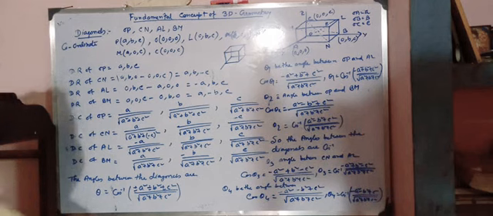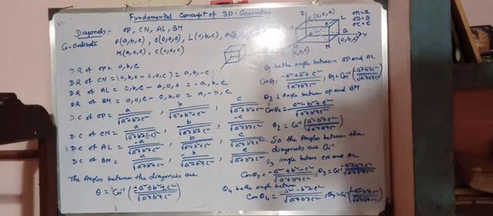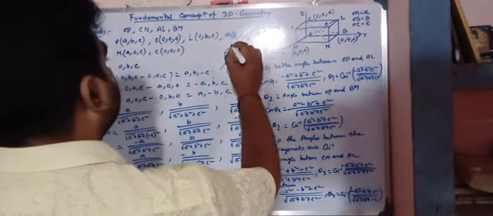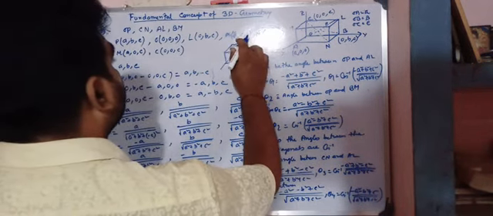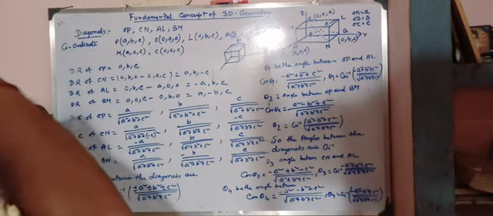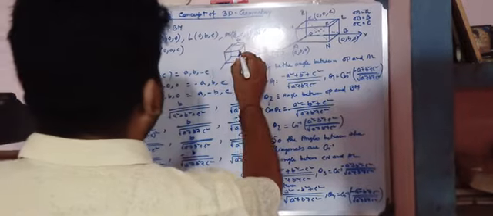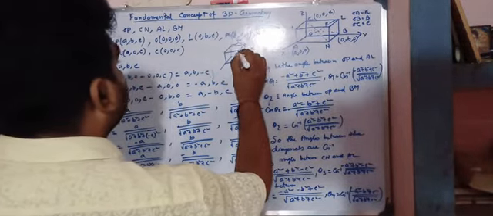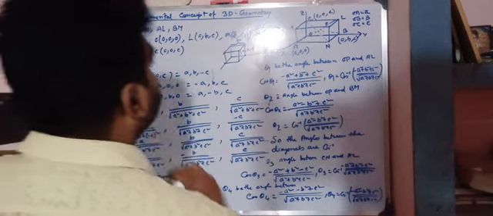This is a cube. Now we are taking each side of the cube as A. So from this figure, we can easily get the coordinates of this point, this point, this point, this point, all the points.